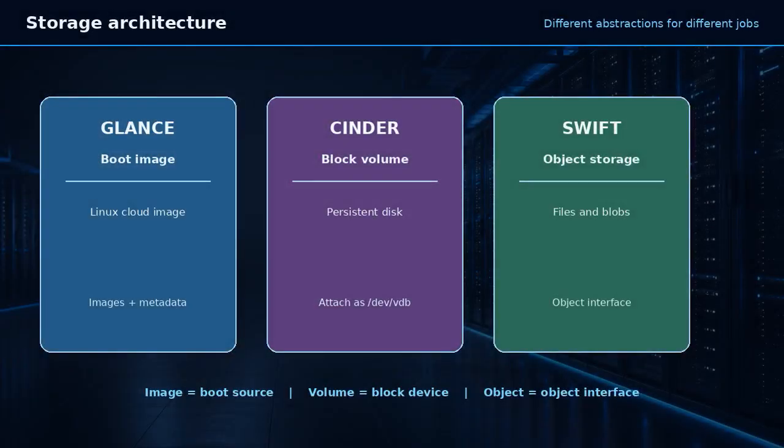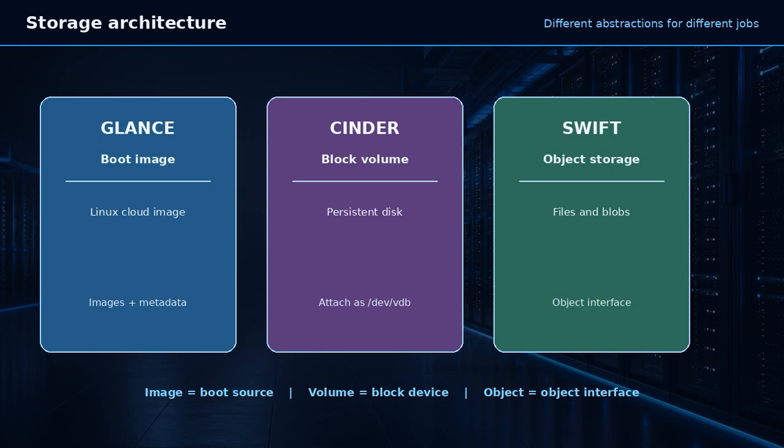OpenStack uses different storage abstractions for different jobs. Glance provides images used to boot instances, such as a Linux cloud image. Cinder provides persistent block volumes that can be attached to an instance and survive a virtual machine replacement, depending on the workflow. Swift provides object storage for large collections of objects and is optional in a deployment. The backends may use local disks, shared storage, or external storage platforms. The key distinction is simple. An image is a boot source, a volume is a block device, and an object is stored through an object interface.